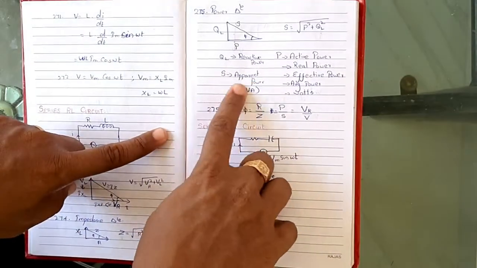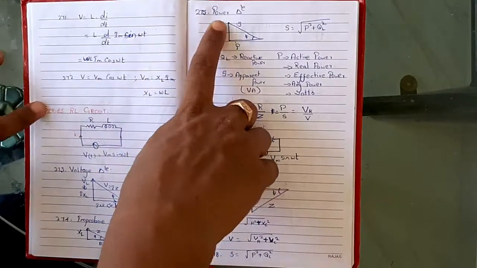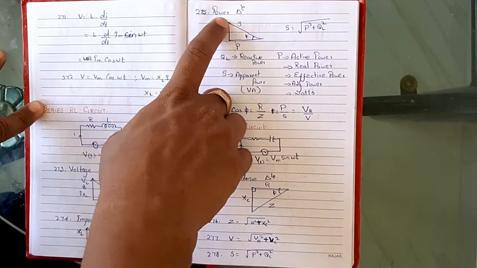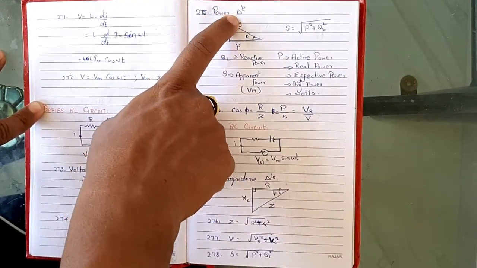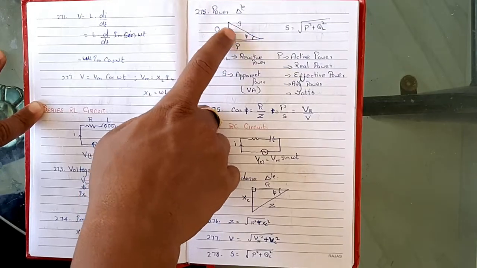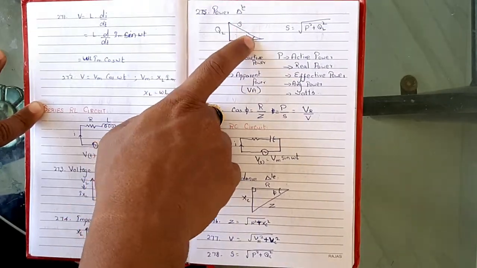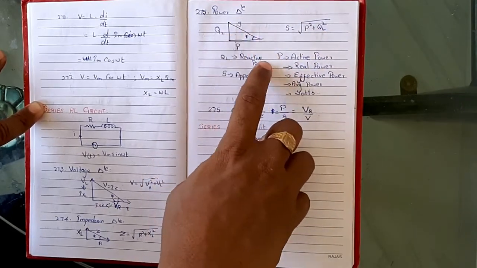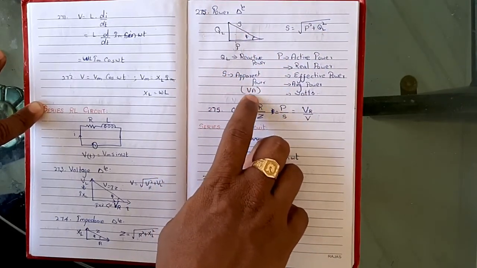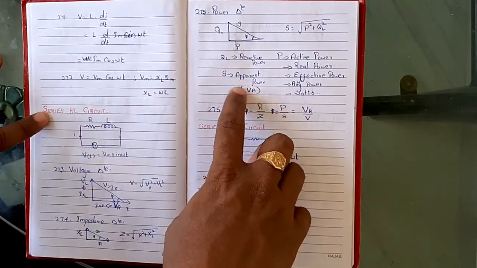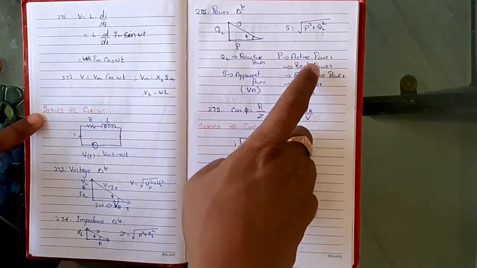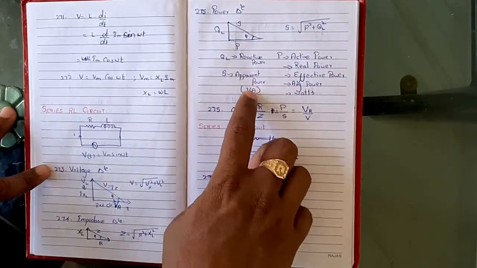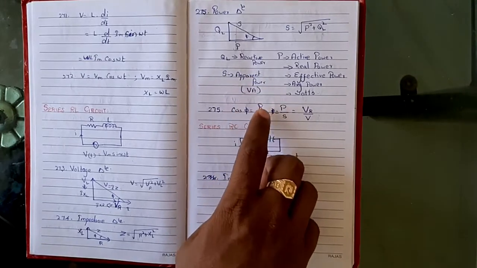Okay, now formula number 275, power triangle. So in the power triangle, this is power, this is QL, and this is apparent power. QL is reactive power, P is power, S is apparent power, and S is equal to root of P square plus QL square by Pythagoras theorem. P is active power, or real power, or effective power, or average power, and the unit is watts. The unit of apparent power is volt ampere.